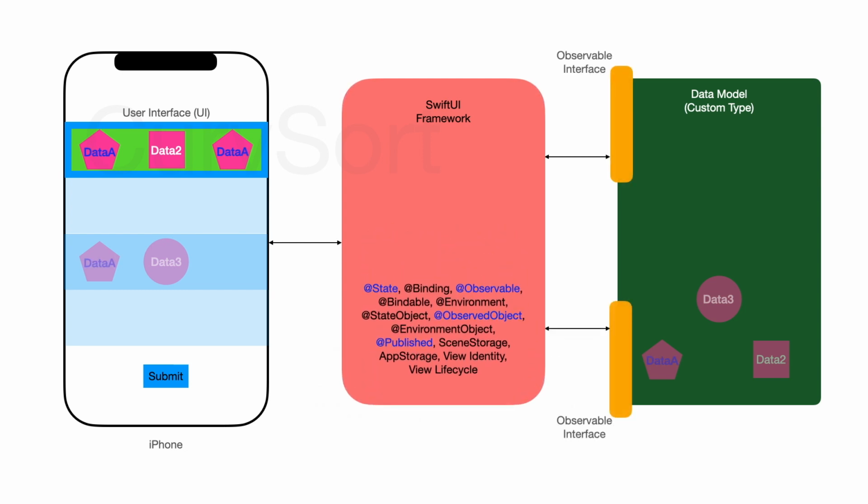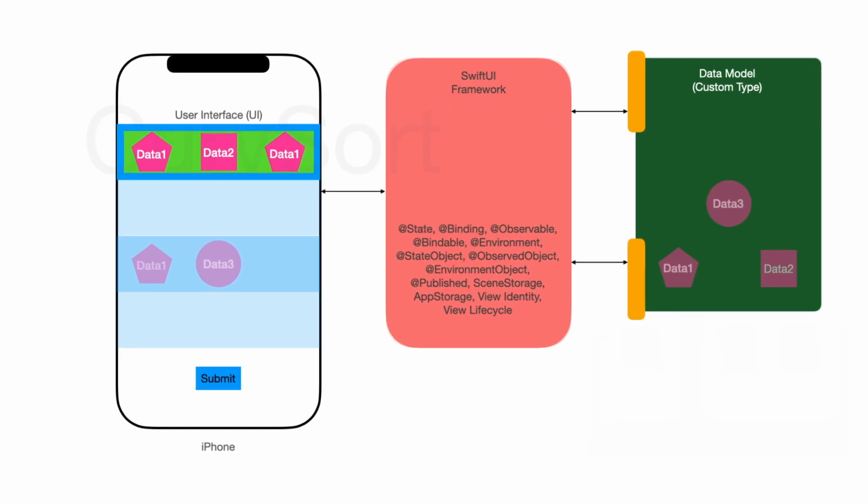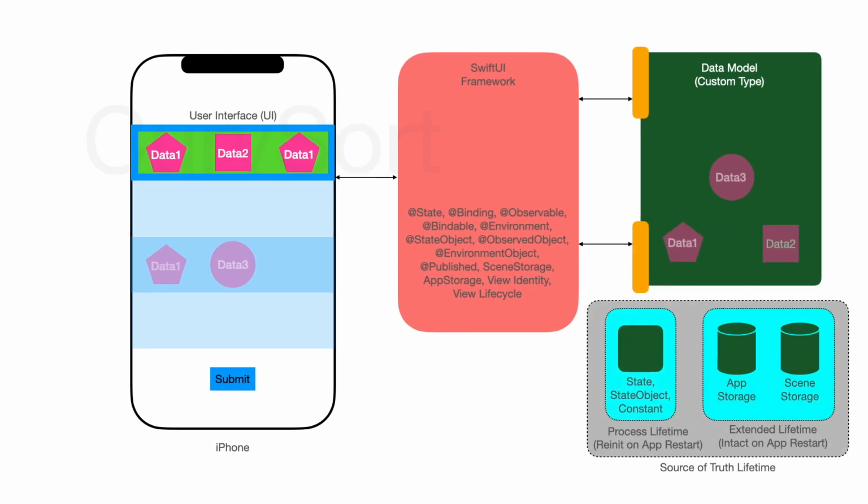The diagram here represents how a change in data 1 to data A in data model is observed in the user interface, and the updated views are re-rendered. The property wrappers which are leveraged are state, observable, observed object, and published. The pieces of data in this data model are source of truth for the information that is displayed by user interfaces.